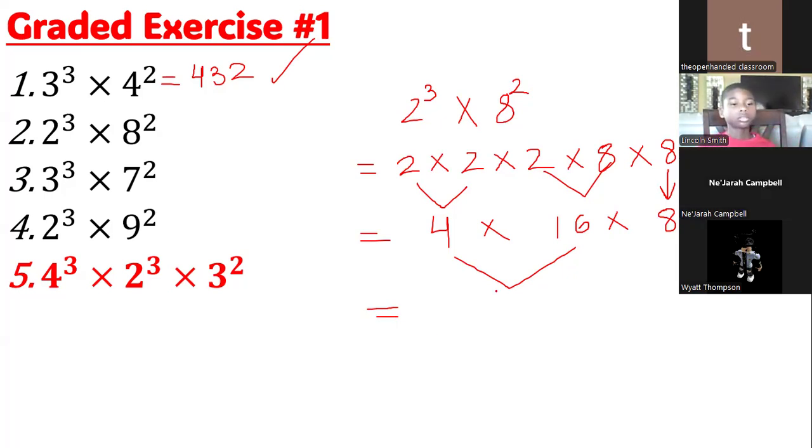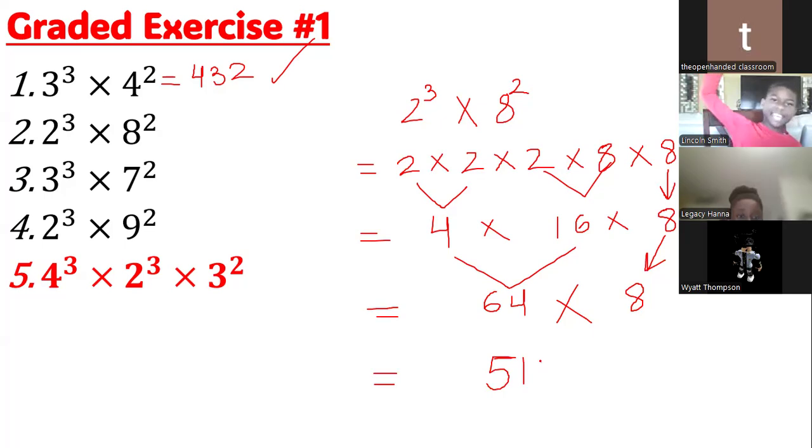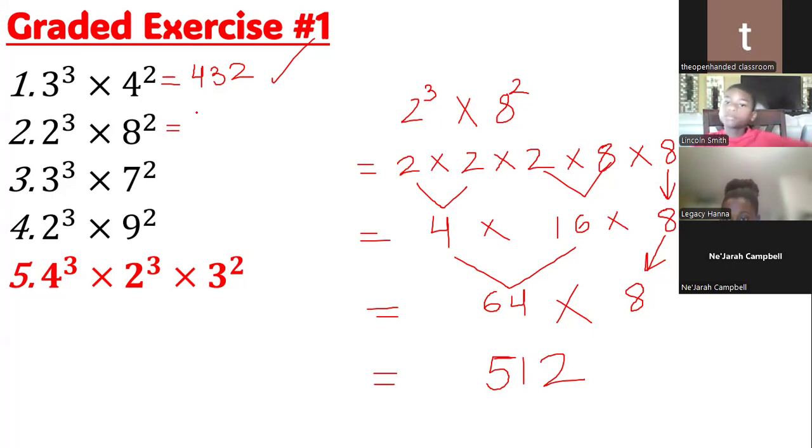And then we have 64 multiplied by what? By 8. Multiplied by 8. And what is that? That is 512. Very good. Did anyone else get 512? Let me know if you got that. I did. Very good. So Lincoln got it. Legacy got it. Who else got 512? I did. Good.